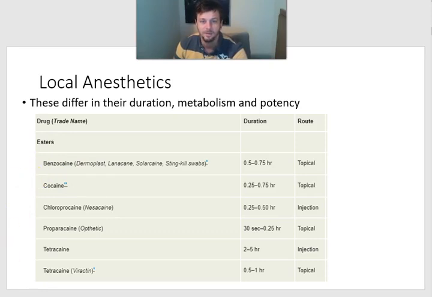Benzocaine is one that we do see sold over the counter. You see it in your sting kill swabs. You see it in those sunburn treatments. You'll find benzocaine. Cocaine is an ester. Cocaine was the first local anesthetic that was discovered. And if you look, all of your local anesthetics end in "caine" because they're all based off of cocaine. So cocaine was the first, and then procaine, and less addictive types of local anesthetics going down from there.